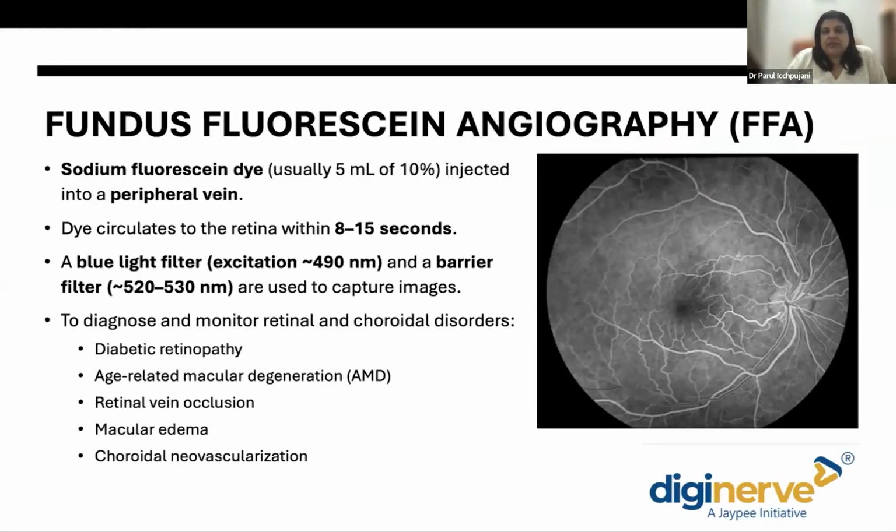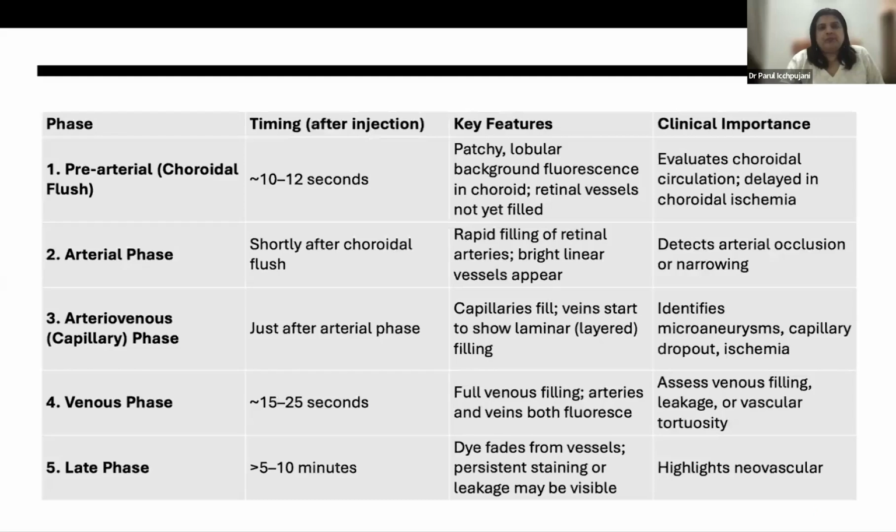There are two types of filters. One is the blue light filter, which is the excitation filter, of the wavelength 490 nanometers. And then we have a barrier filter, which is 520 nanometers. Now, we do fundus fluorescein angiography to detect certain retinal and choroidal disorders, and the common ones are diabetic retinopathy, age-related macular degeneration, retinal vein occlusion, macular edema, or choroidal neovascularization. So it's important to know what the phases are and what you would see in these phases.